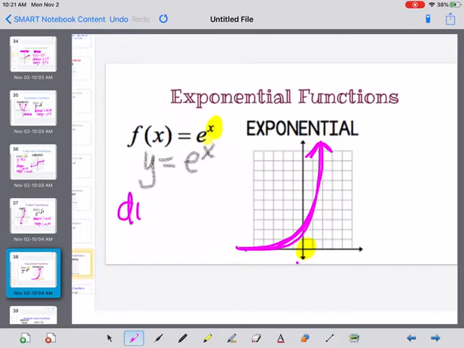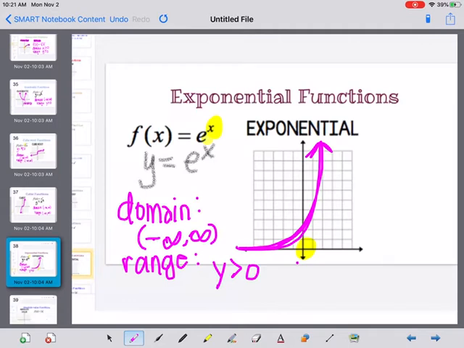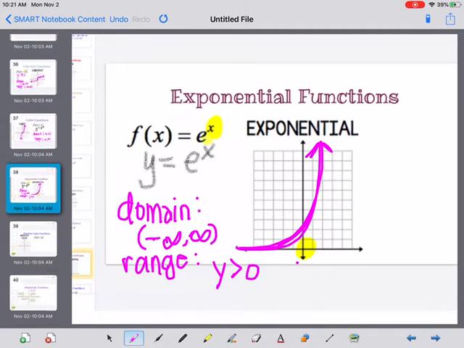So what is my domain here? My domain would be negative infinity to positive infinity. And what is my range? 0. Y is greater than 0. Yeah, very good. Okay, so we have exponential. We have two more graphs that you guys are going to learn just really quickly, and then we're going to practice these in your graphing calculator so you know how to work it today.